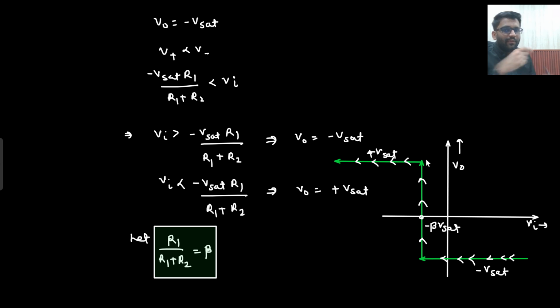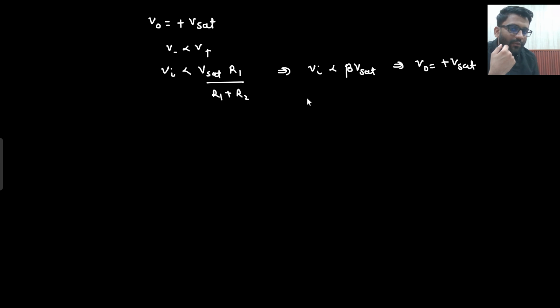Right? Can we do the same for the next one? If I assume the output to be plus V set, what does that mean? That my V negative should be less than V positive. What is my V negative? V in. What is my V positive? That is V set into R1 upon R1 plus R2, so V in is less than beta V set. If it is less than beta V set, then you are happy with plus V set. But if you keep on increasing your input so much that it goes above plus beta V set, then your output goes to minus V set.